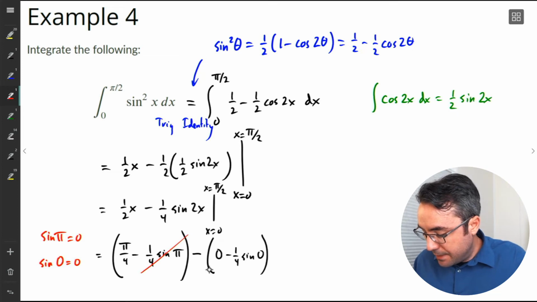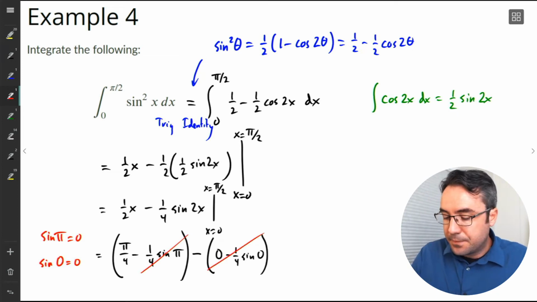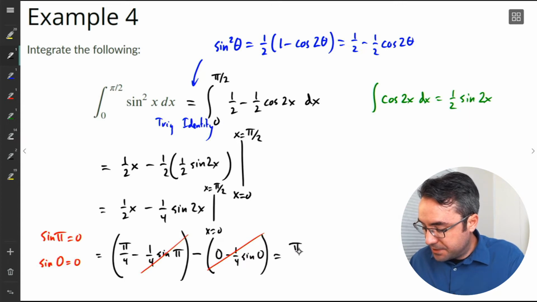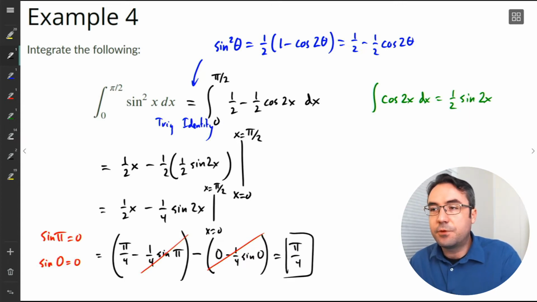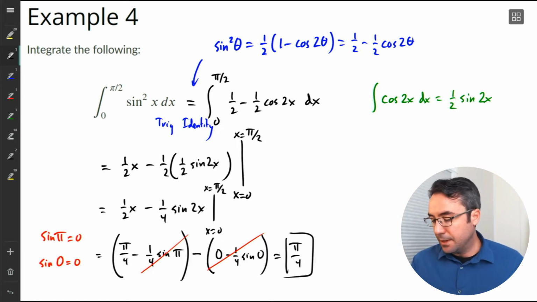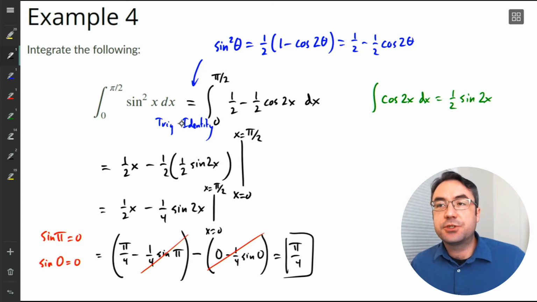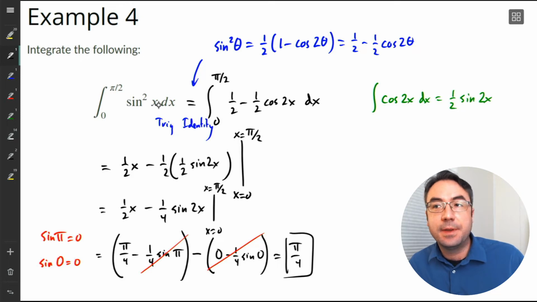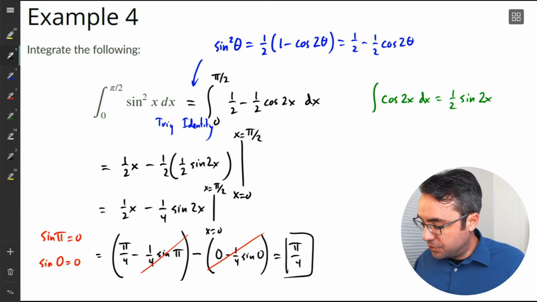So this is going to be gone, and then everything over here is going to be gone. And so when all the dust settles, we're left with pi over 4 as the value of this integral. All right, so the main important thing here is just this first step where we use this half-angle trig identity to take this higher power sine term and convert it into a lower power cosine term. And then we were able to go from there. Let's try another one. It just comes with practice. So let's try another one of these.